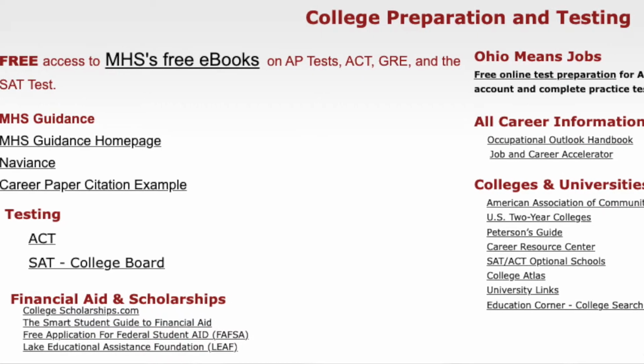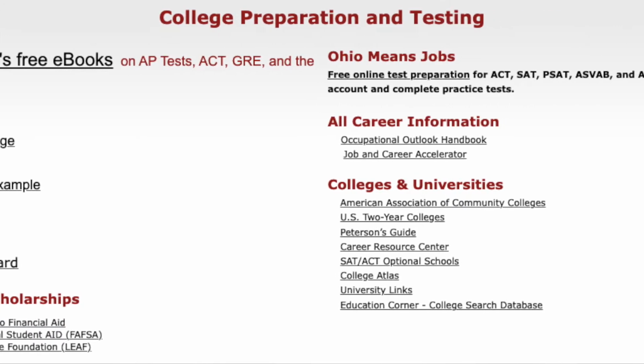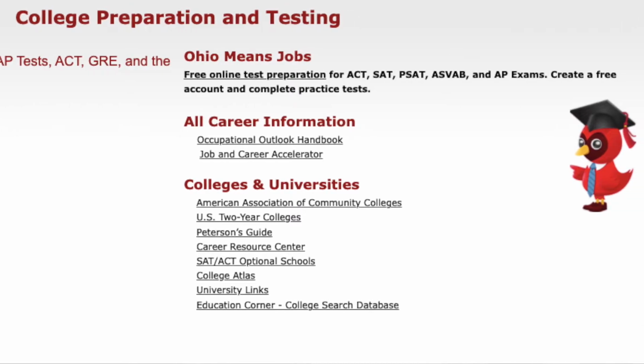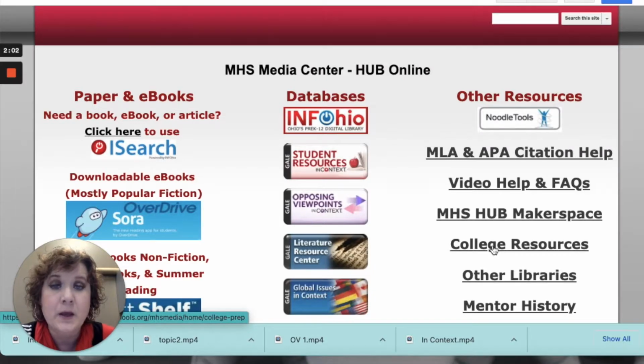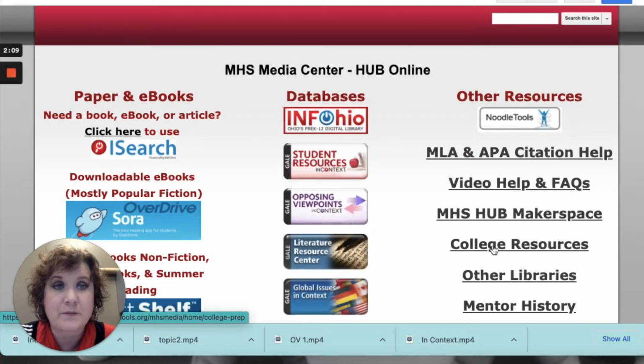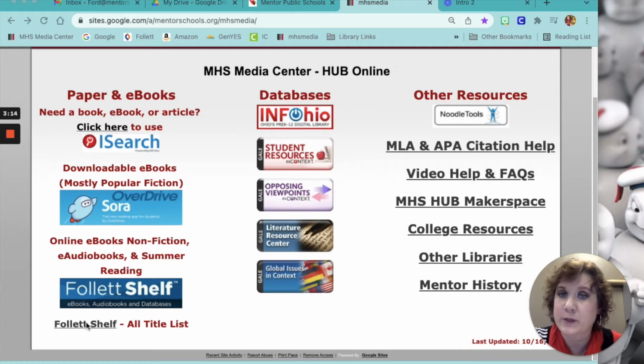College Resources is another great website that we have. You can use it to find out career information, test prep information. Naviance and the guidance website are all linked inside of the College Resources. Other libraries will take you to other library catalogs if you're looking for a book or digital resource. And Mentor History is kind of a page we're slowly building that has some information about the history of the city. So the last thing I wanted to advertise was our ebooks.